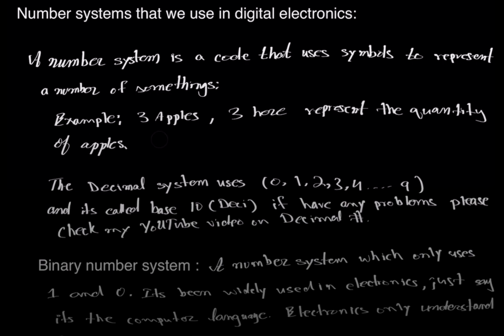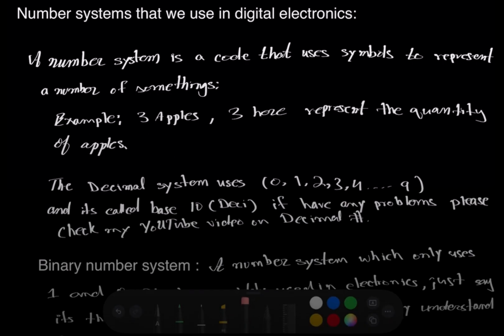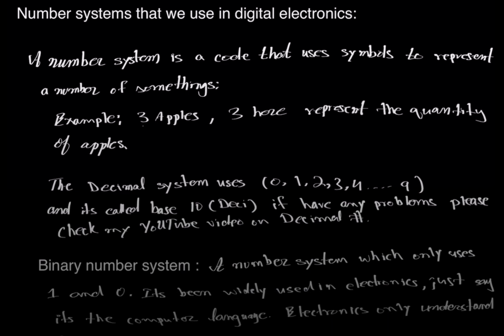For example, there are 3 apples. So 3 is the number, and apple is just a unit. The 3 here represents the quantity of apples, correct? So that's how we describe a number system.